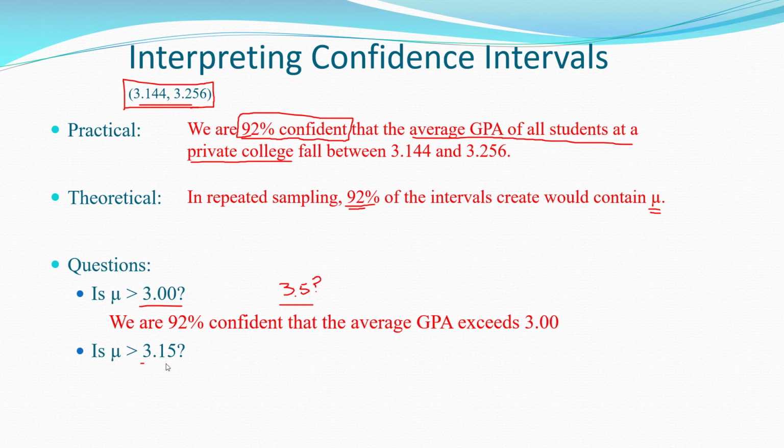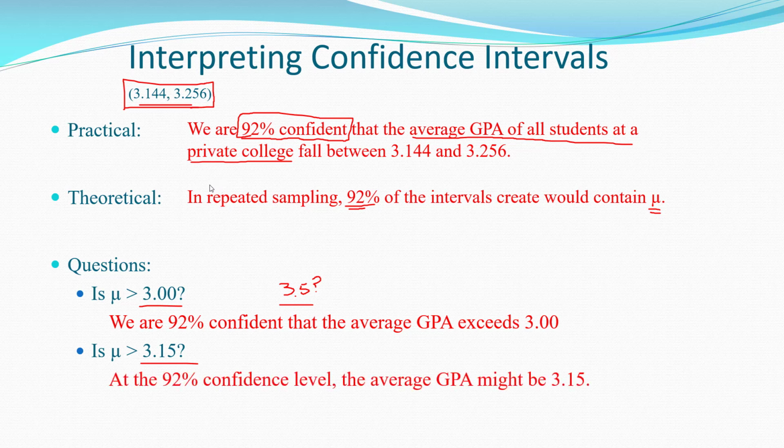But when the value I ask about falls inside, 3.15 is in between these endpoints, 3.25 for that matter would be inside, that's when we're going to say, I'm not sure. At the 92% confidence level, the average GPA might be 3.15. It might be bigger than 3.15. It might be less than 3.15. I'm not sure. This is our official way of saying, I don't know. At the 92% level, it might be 3.15.